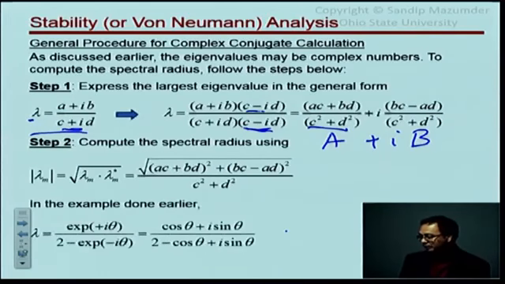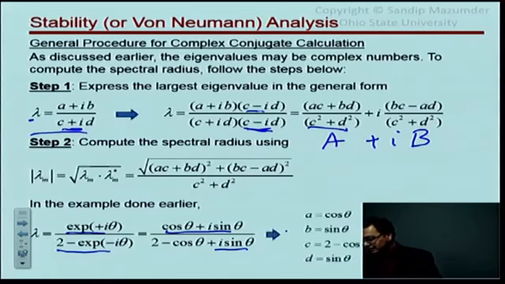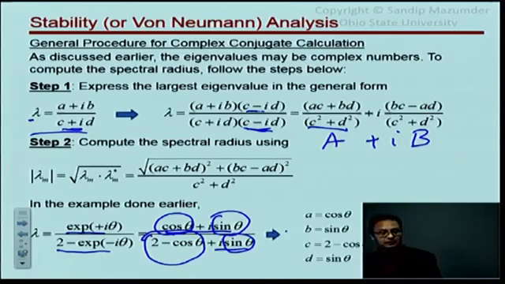So suppose I go back to this example I have here. I can break that into cosine theta plus i sine theta, and break this into 2 minus cosine theta plus i sine theta. So you can clearly see this here becomes my A, this is my B, this is my C, and then this is my D. Okay, and I just take that, plug it into this formula, and that gives me my eigenvalue.